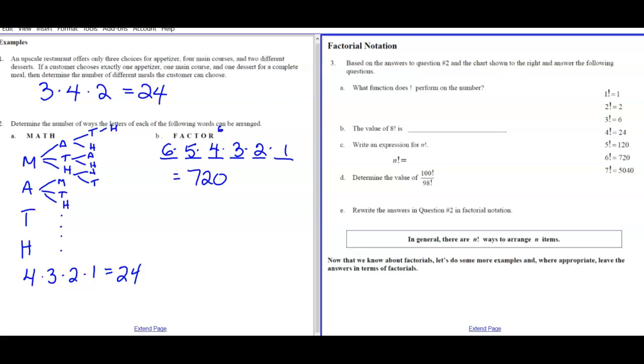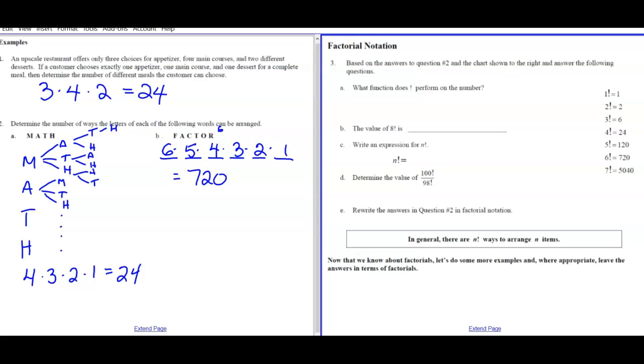This was 720. This was 6 times 5 times 4 times 3 times 2 times 1. So that means 6 factorial is equal to this. Okay? So 5 factorial would be 5 times 4 times 3 times 2 times 1. 7 factorial would be 7 times 6 times 5 times 4 times 3 times 2 times 1.